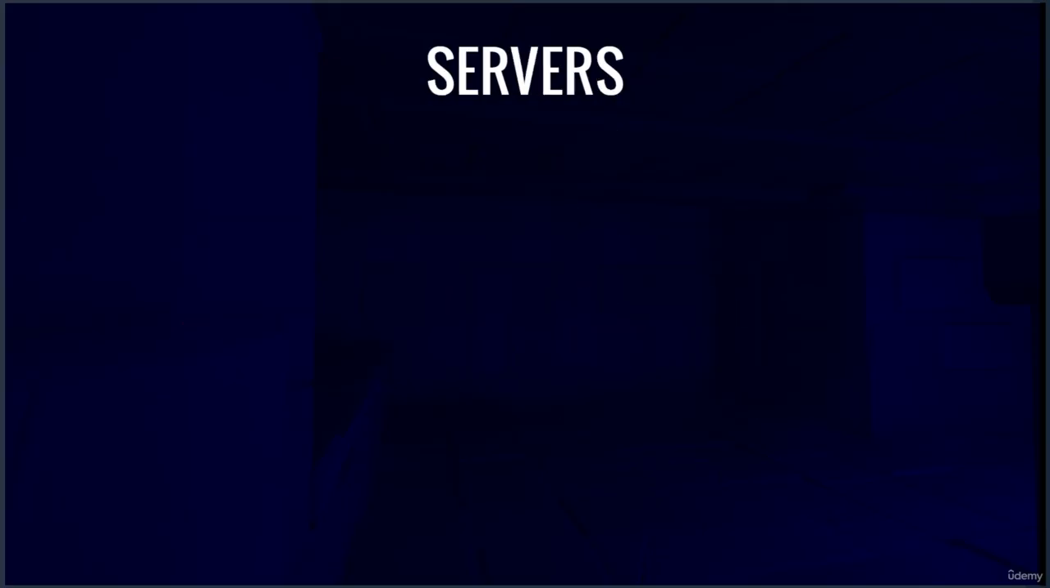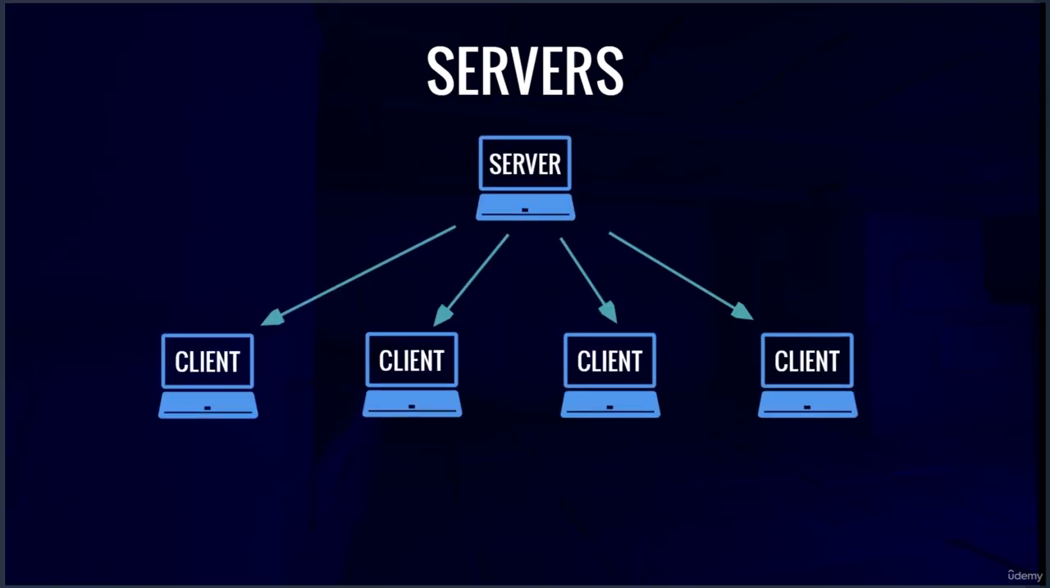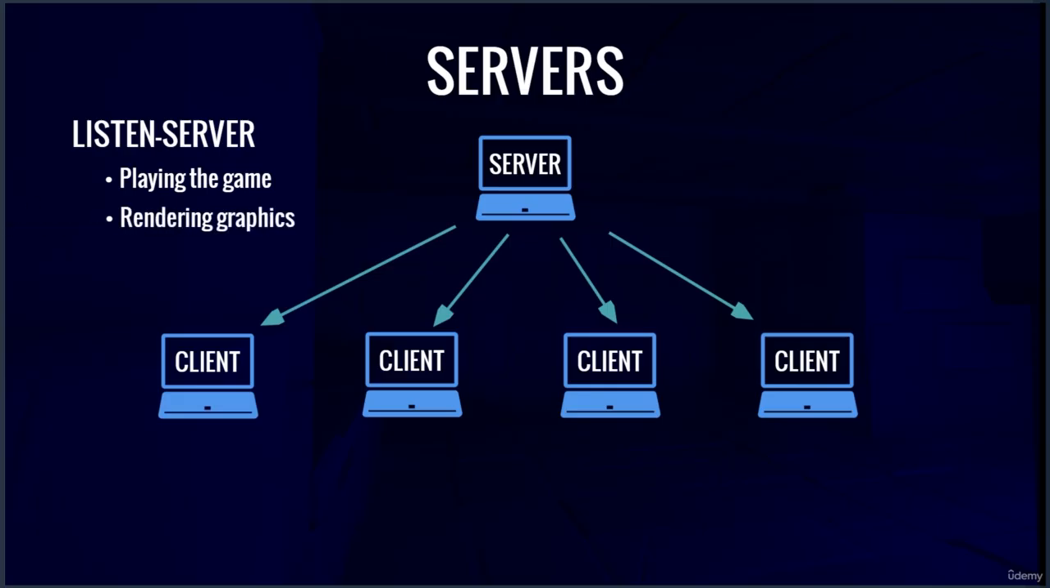There are different ways to implement the client-server model. One way is to use a listen server. In this case, one of the player's machines acts as the server, so a human is actually playing the game and the machine is rendering graphics to the screen for the server's version of the game.